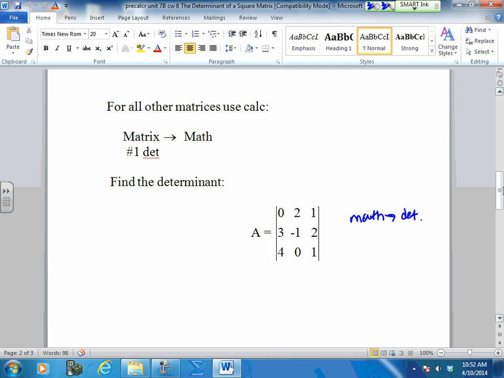It could come out to be a negative number. It could come out to be a decimal. It only has to be a real number. And a real could be negative, a real could be irrational.